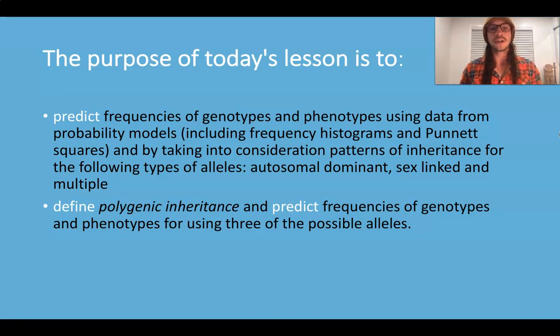So the cognitive verbs here are important to pay attention to. This is what you will be expected to do when you see these terms in the final exam. To predict means to use the information that you are already provided with to provide a possible hypothesis, an expected outcome. To define is generally 1 to 2 sentences elaborating on or conveying a particular idea or topic or concept.